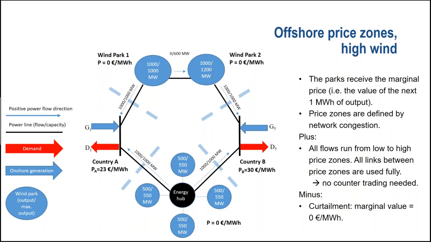An advantage is that all links that go from one price zone to another are used to the maximum. So there's full compliance with the European regulation in this regard. There's no need for any kind of counter trading. Another advantage is also that the curtailed energy has a value of zero, so there's no need to compensate park owners for curtailment. However, they do have a lower revenue at moments of high wind.